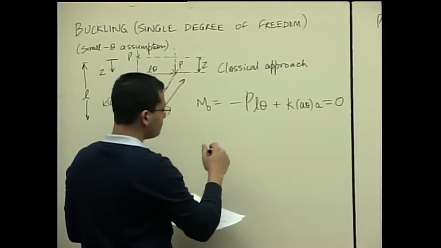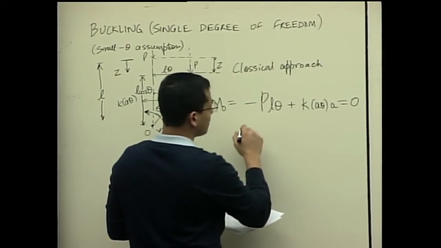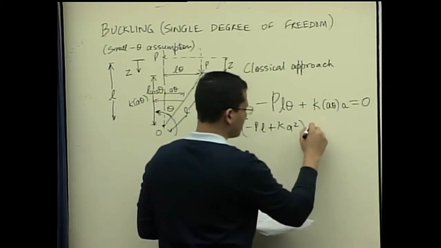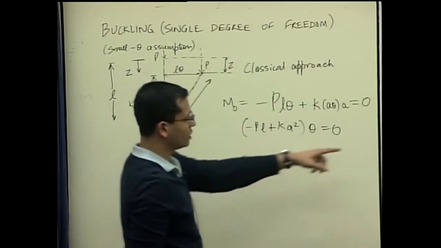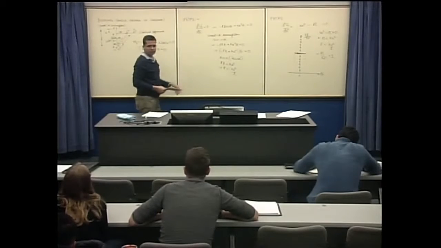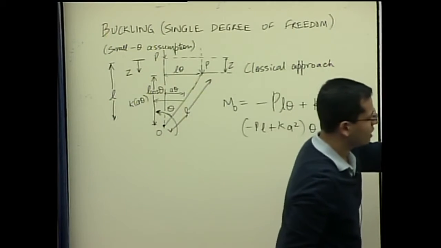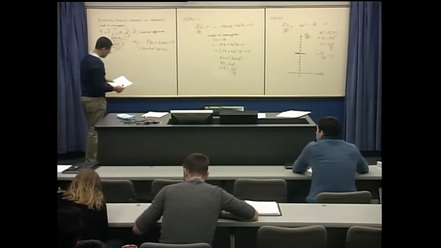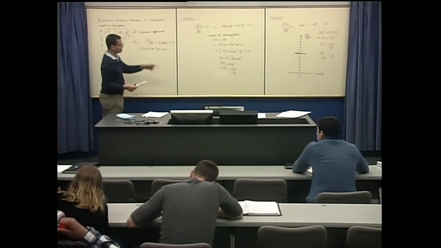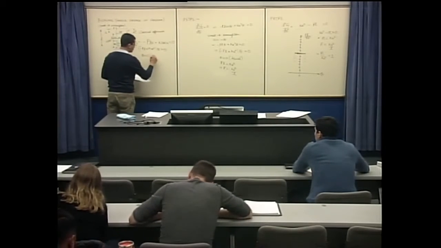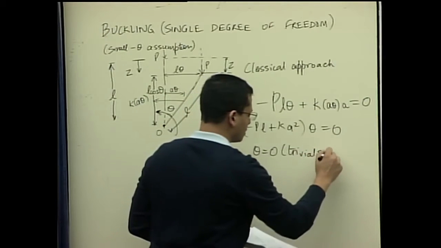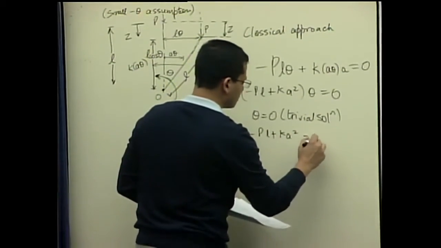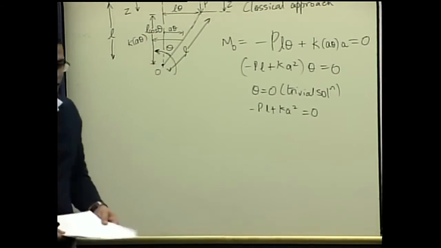So we say that we have minus PL plus KA square times theta is equal to 0, which is a similar equation to what we obtained from energy methods, right? Here we have minus PL theta plus KA square theta is 0. So we obtained a similar equation here for equilibrium, and now we can carry the same solution. Theta is 0 is a trivial solution, and then we have minus PL plus Ka square is equal to 0 for the post-buckling.